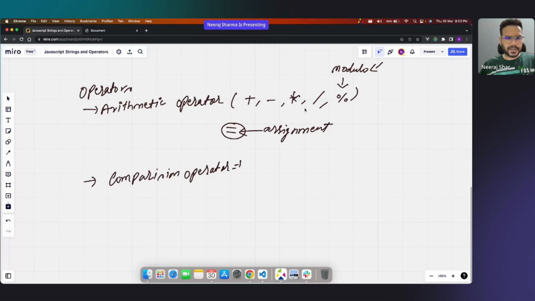Plus plus 1 means decrease. Why will it decrease, plus plus 1? So first thing, you will not have plus plus 1. You will always have a variable next to it, Nikhil. Okay. Wait.